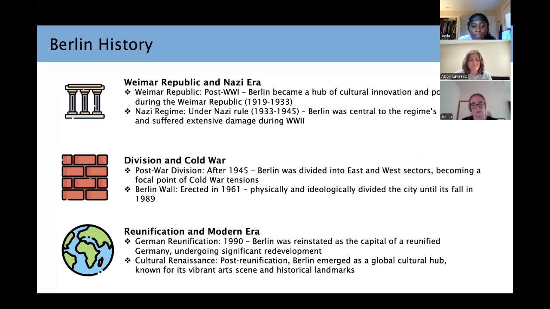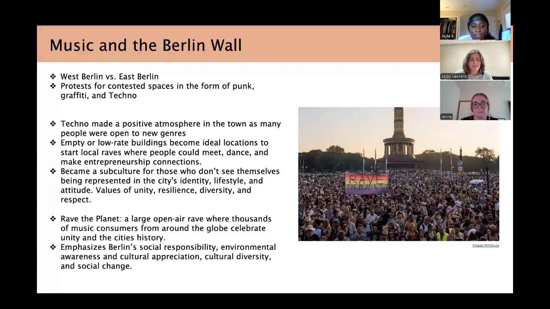So, continuing on this cultural renaissance, we go way back to when West and East Berlin were separate. West Berlin was this thriving city that attracted artists and musicians, while East Berlin was still under restriction and desperately wanted to go to West Berlin. This started protests in the form of punk, graffiti, and techno music.